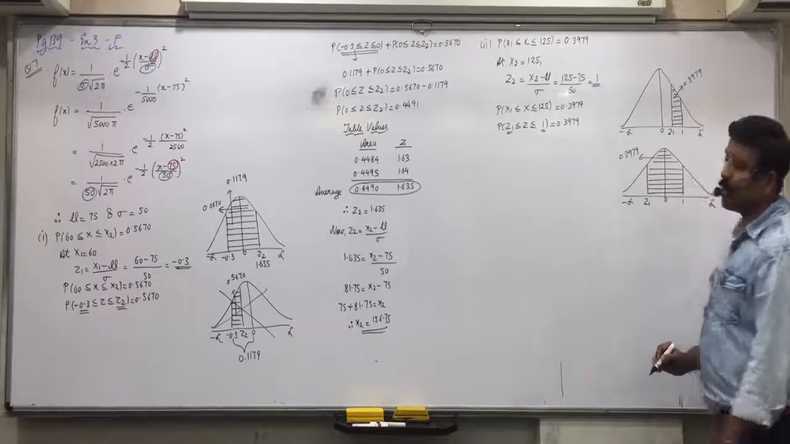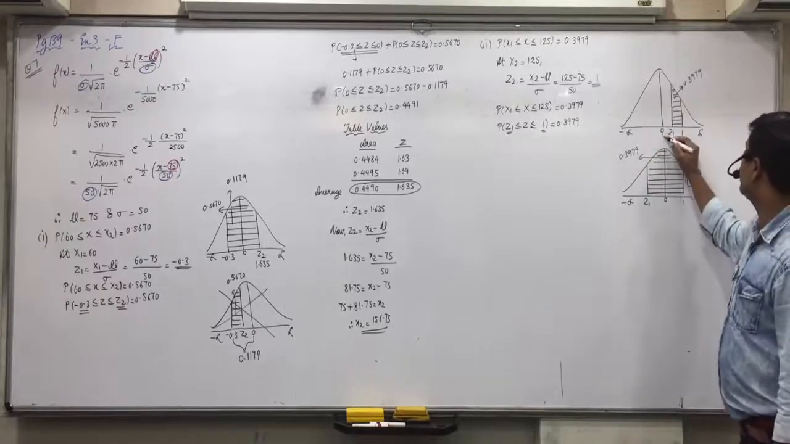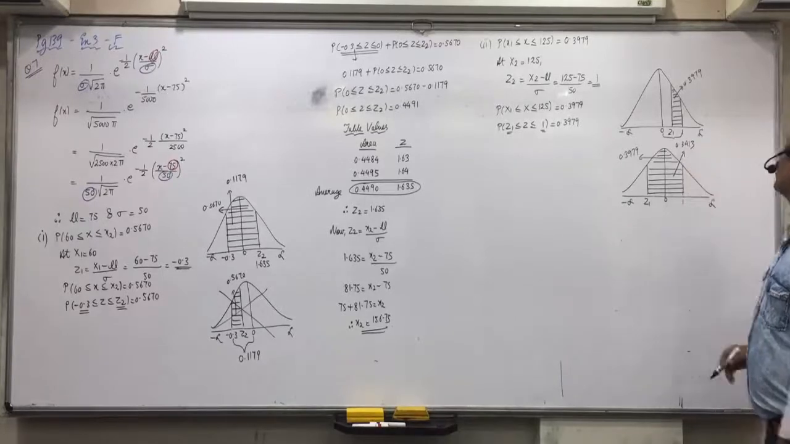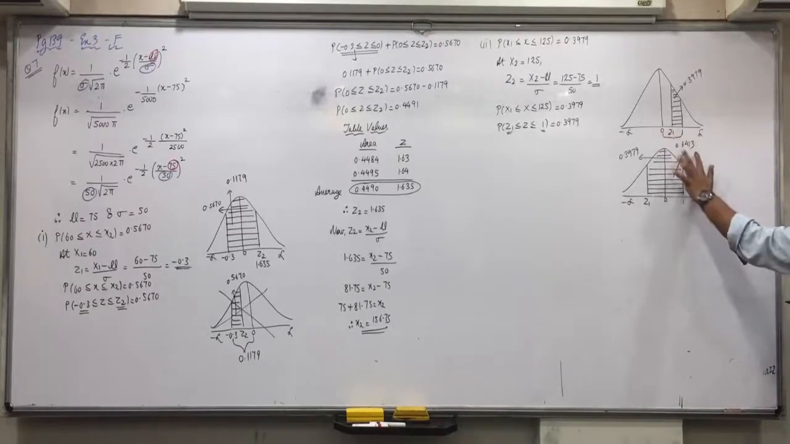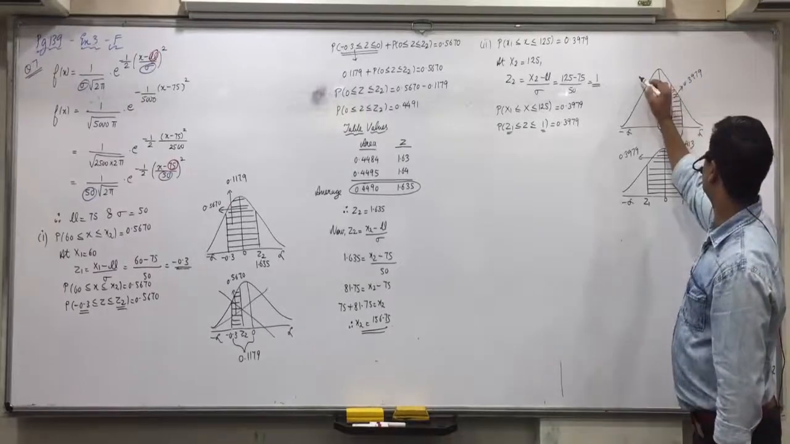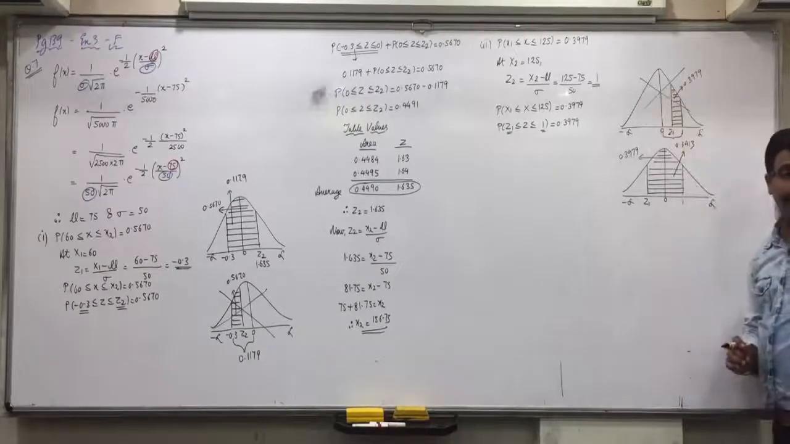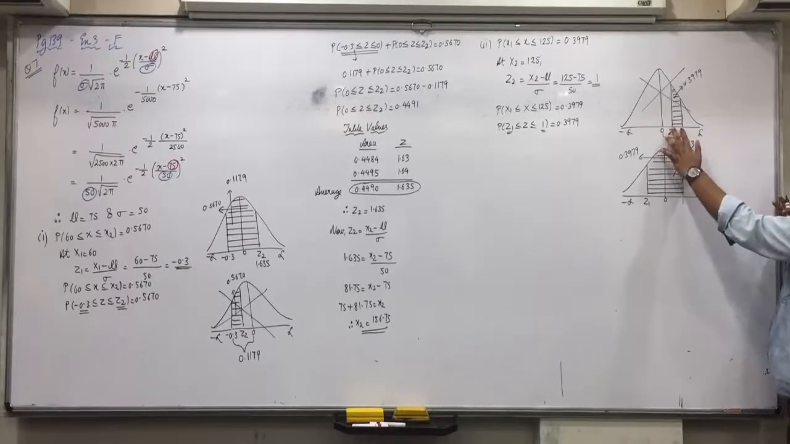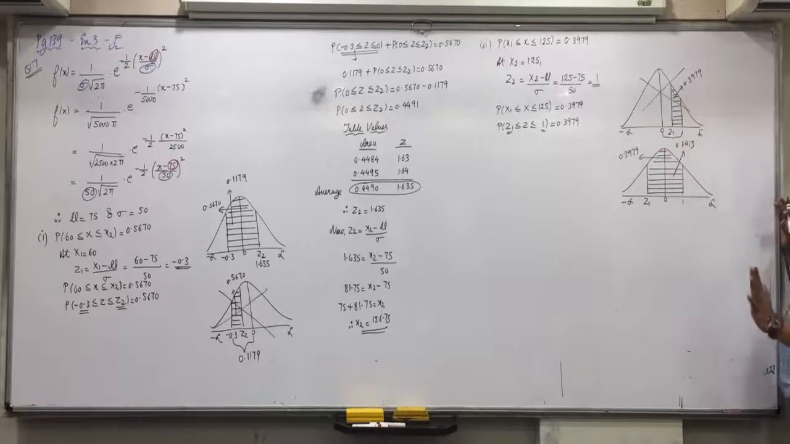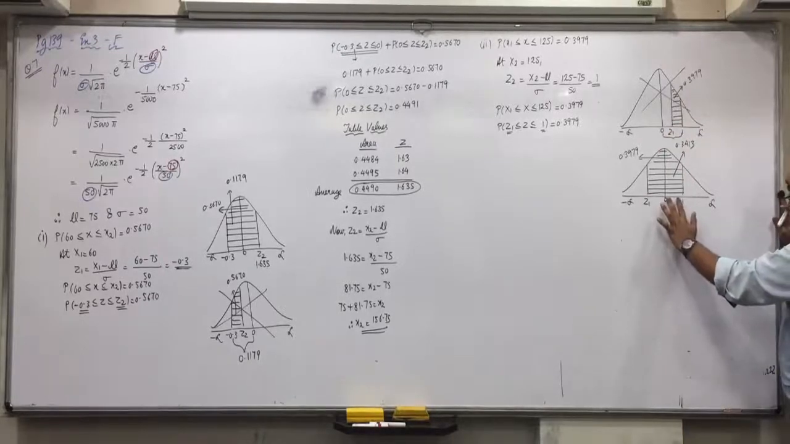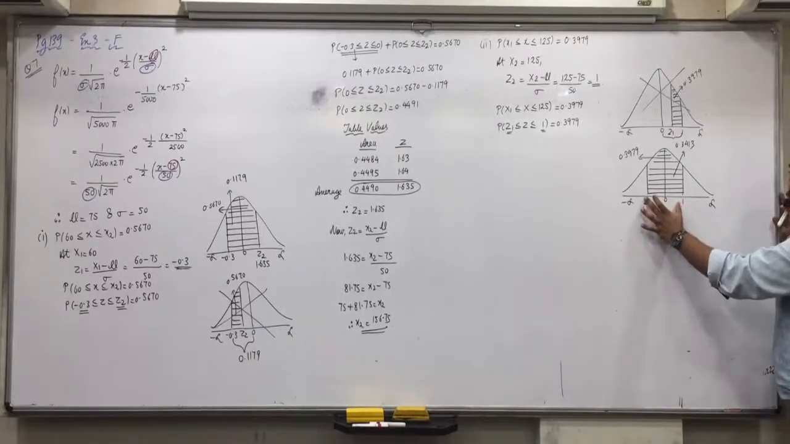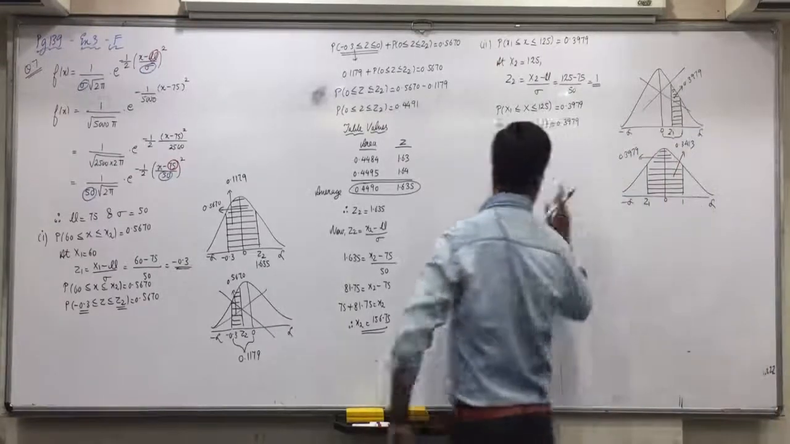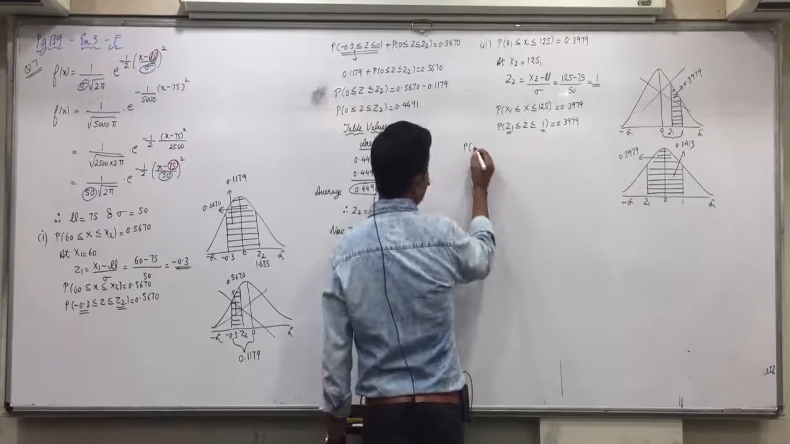Now first we'll find 0 to 1, which is 0.3413. So the first diagram is not possible, because if this is 0.3413, then this should be less than 0.3413, so 0.3979 is not possible. But in the second diagram, this should be more than 0.3413, and 0.3979 is more than 0.3413. And in the second diagram, two sides shading means sum of areas.